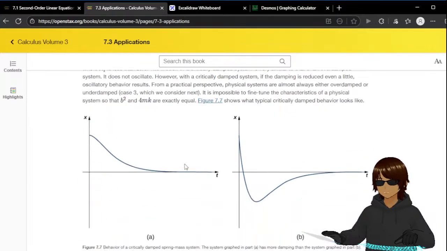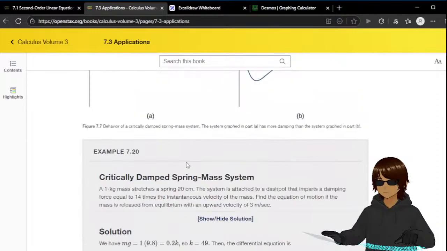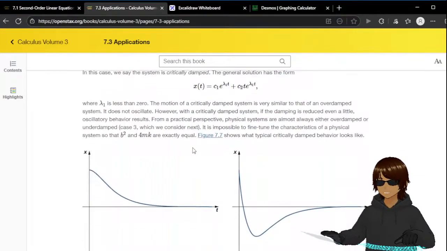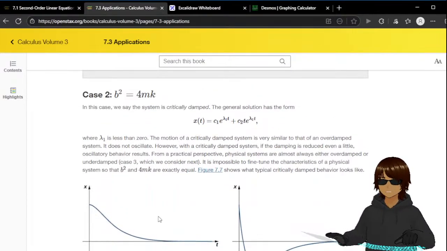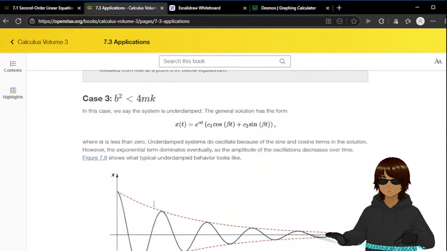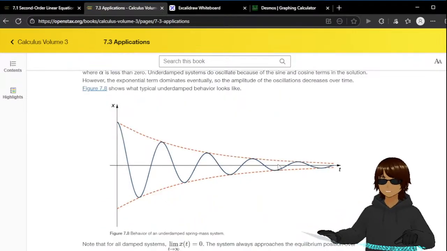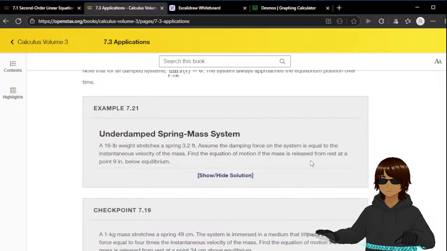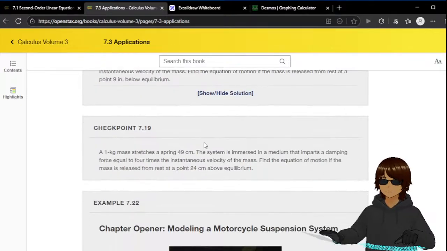Overdamped, critical. With these two cases, case 1 and case 2, they just go back to the equilibrium position. Case 3, it does oscillate, but this as well will eventually go back to the 0 position. And they're using the pounds and feet again.